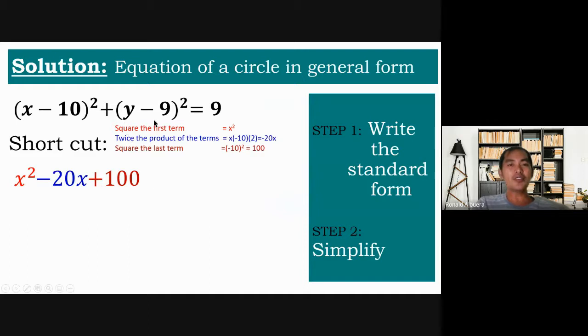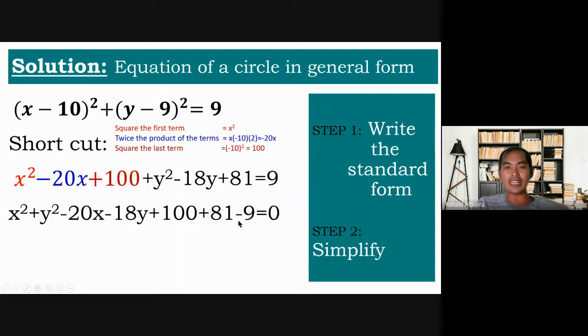Then you do the same procedure for the second term. Square of y is y squared. Then y times negative 9 is negative 9 times 2 is negative 18y. Then negative 9 times negative 9 is positive 81 equals 9. Then after this, transpose 9 to the left. When we transpose, you change the sign, it became negative 9. Then simplify. We rearrange, x squared first, then y squared, followed by negative 20x, followed by negative 18y, and combine the similar terms.